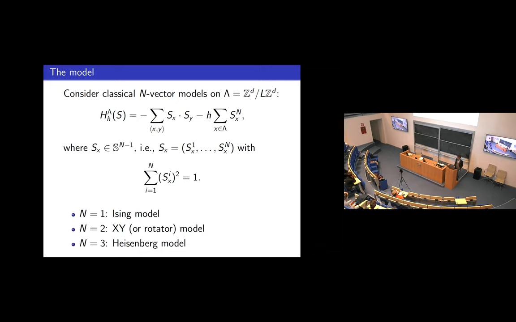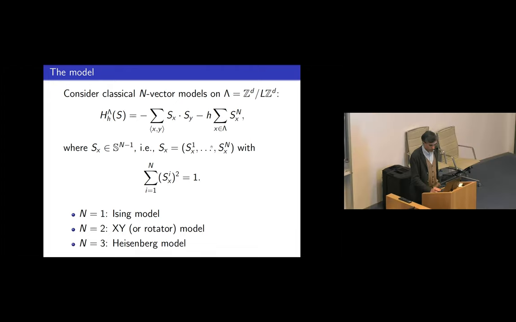So I consider classical N-vector models on the discrete torus in dimension d and side L. This is the Hamiltonian. So you have the sum over nearest neighbor sites of minus the scalar product of S_x, S_y. And then there is possibly a term with the magnetic field that I think of as being oriented in direction n. Here, S_x is an N-component spin of Euclidean norm 1.